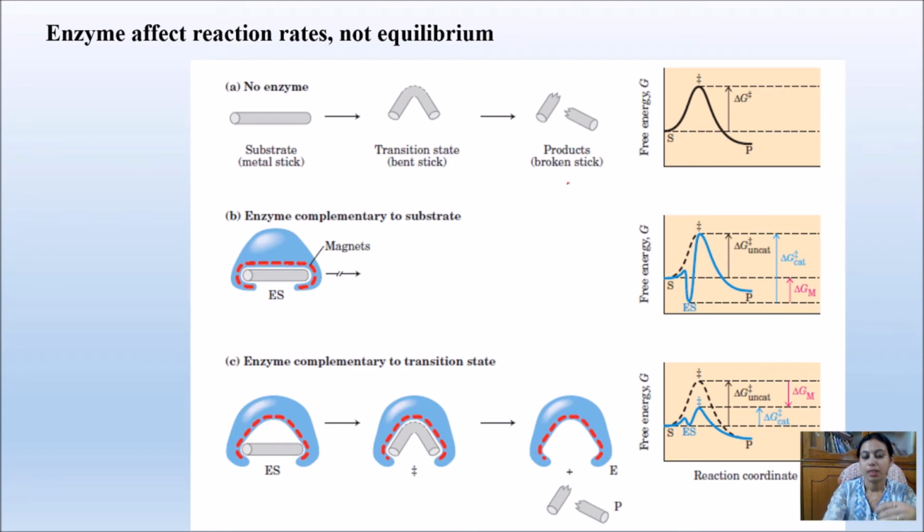This is the diagram which I have taken from Lehninger. I will explain it very clearly, whatever we have studied till now. Suppose this is a reaction, and it is written as a metal stick, but suppose it is a wooden stick. If I ask you to break the wooden stick, what will you do? You will bend the wooden stick to break it. If you do not bend it, the product will not be formed.